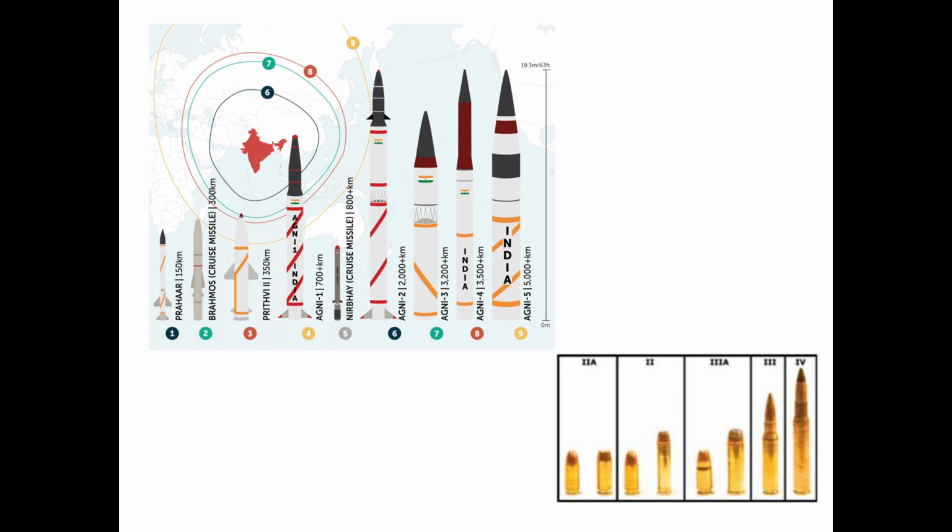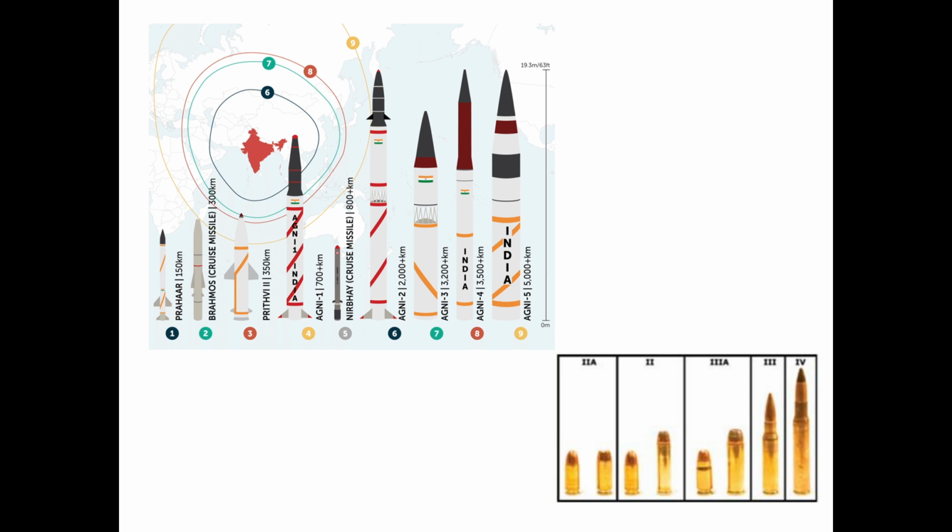So these are a few weapons which are now in service in the defense forces of India. The left side shows the range and the modern weapon systems. There are some missiles like Prahar and BrahMos, which are short range, and the Prithvi is also short range. But starting from Agni, Agni 1, 2, 3 are medium range missiles, and Agni 4 and 5 are intercontinental ballistic missiles.